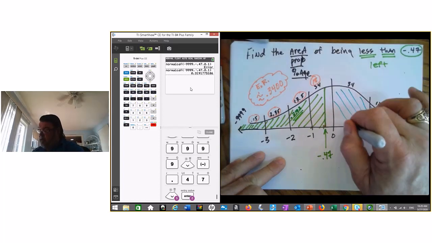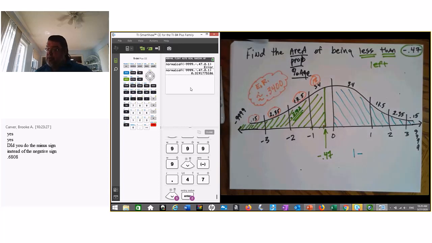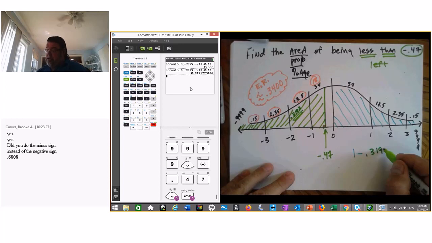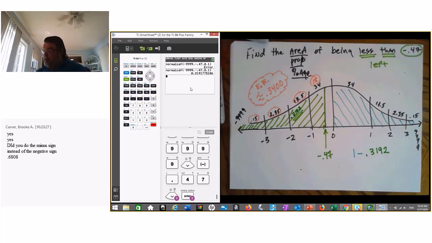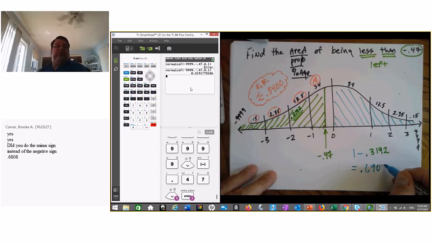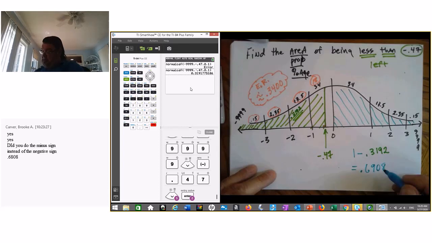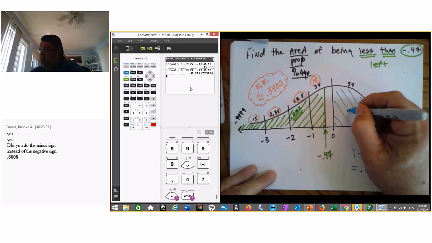So this would be 1 minus 0.3192, and the right side would be equal to 0.6808. Somebody, thank you. 6808. Yeah, 6808. Thank you. So this would be 0.6808.